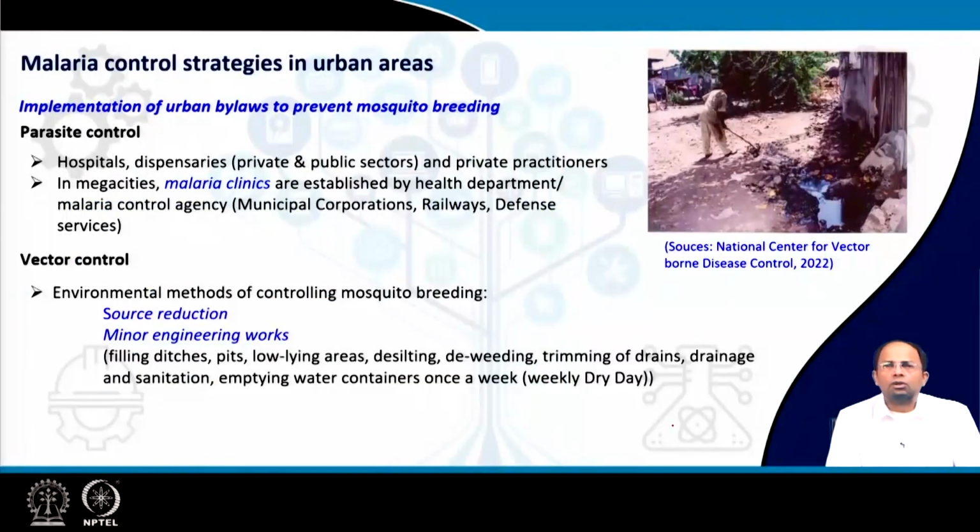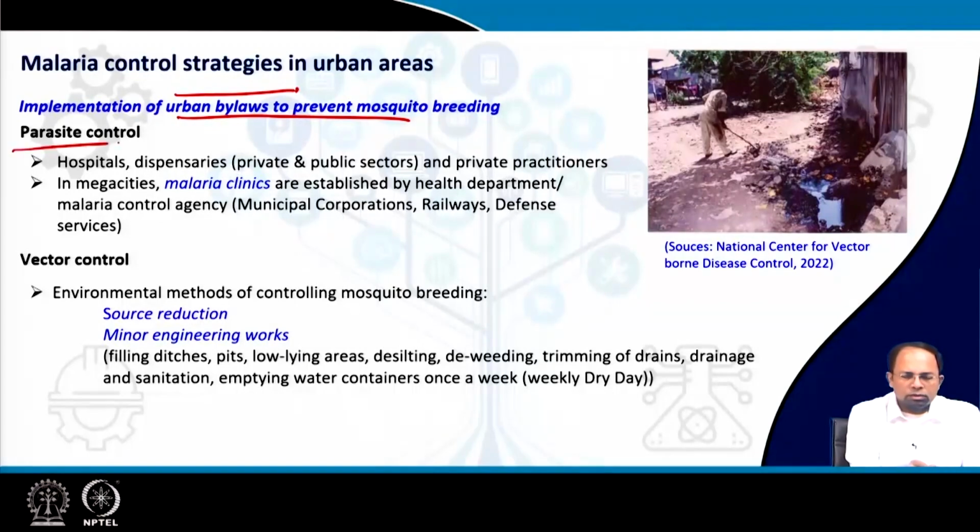Now, how do we control malaria? Of course, certain urban bylaws have to be made, so that it doesn't lead to stagnated water and unsanitary areas and so on. So some urban bylaws could be created based on that. But in general, we have to either go for parasite control or vector control.